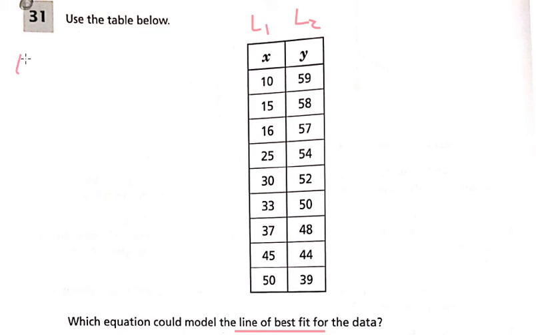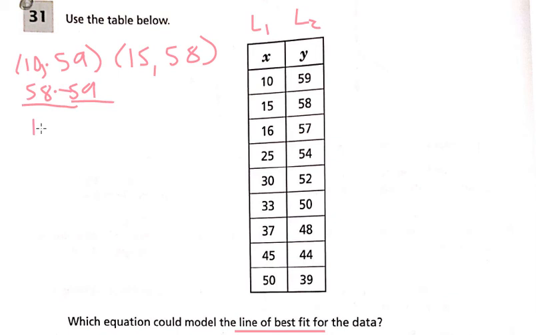So let's maybe take 10, 59. That's the first one on the table. Let's take 15, 58. And that's going to give us 58 minus 59 over 15 minus 10. So that's going to give us right here a negative 1 over 5. So that's not really any of them. So let's keep looking for some.